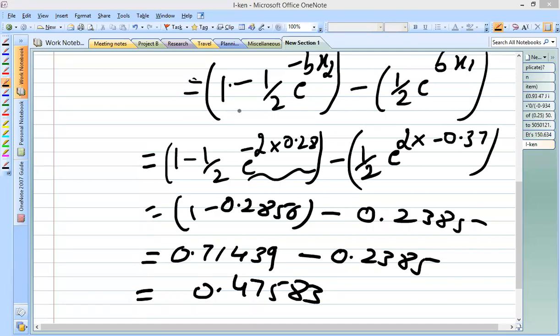So you just remember one thing here. We need to take the value of ln. Press shift and then ln, and e will come. Calculate that value. So the answer is 0.47583.